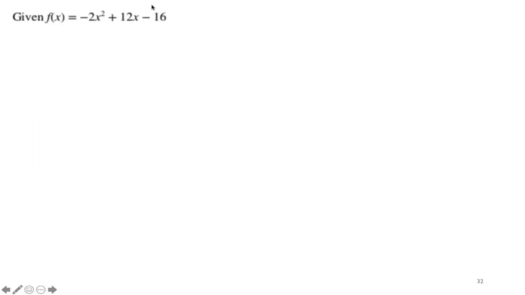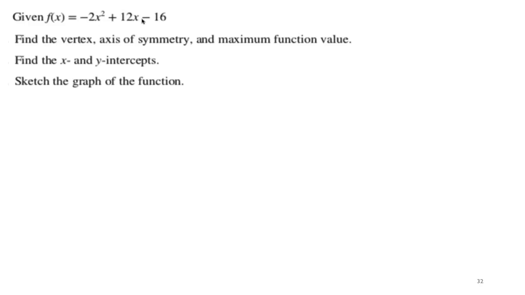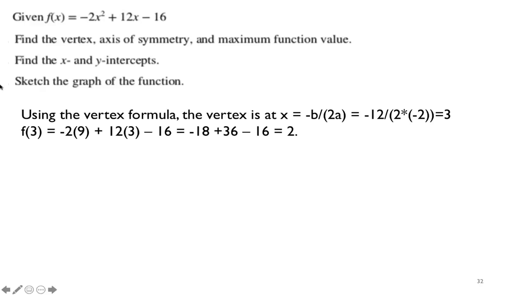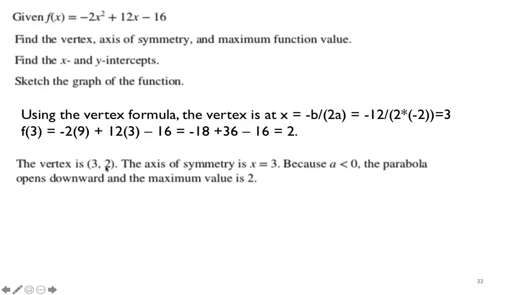So for example here, it's not in the other form, so I can't spot the vertex easily. So I can apply the formula for the vertex by doing minus b over 2a. Minus b over 2a is minus 12 over 2 times negative 2, which is positive 3. So that's the x value of the vertex, which is 3. I take that 3, plug it into the function, and I get 2. So that means that the vertex is at the point (3, 2). The axis of symmetry is x equals 3, a vertical line going through this point.